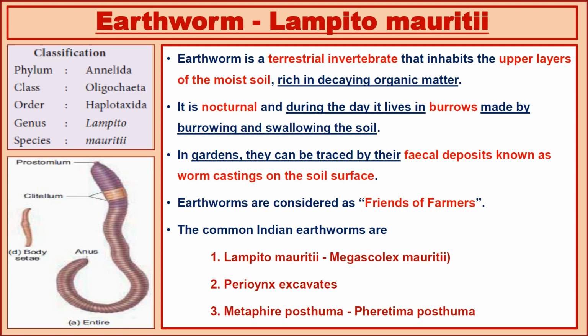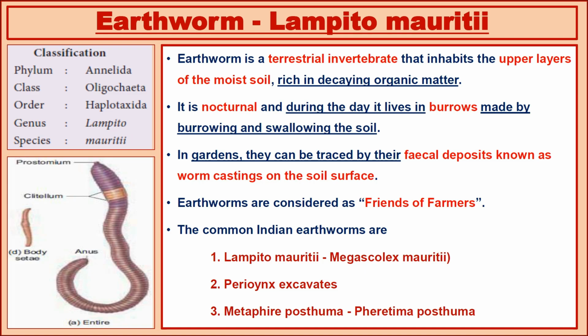Earthworms are terrestrial, they are land invertebrates. They live in the upper layer of the moist soil, which is rich in decaying organic matter. Earthworms are active during night time and so they are nocturnal. During daytime they live in the burrows. They make the burrows in the soil and they live in the burrows during the daytime.